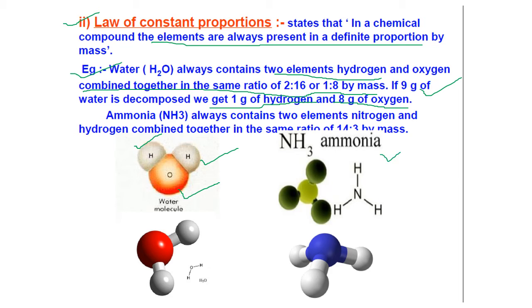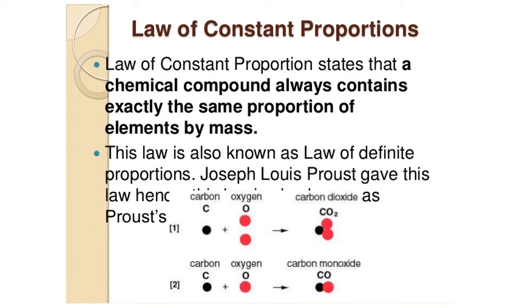In the same way, ammonia also has 1 nitrogen and 3 hydrogen. This is the proportion of ammonia. And in the same way water has 1 oxygen and 2 hydrogen. These are the fixed proportions. So that is why it is called the law of constant proportions. Chemical compounds are present in a fixed proportion by mass. So here also you can see, it is also known as definite proportions.